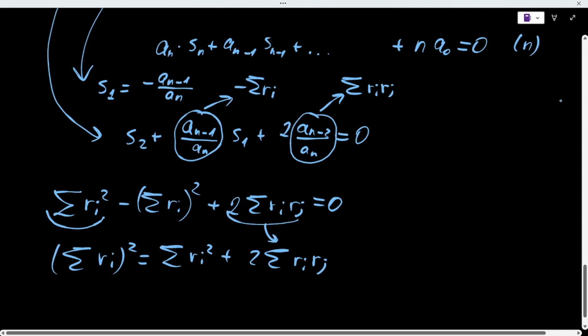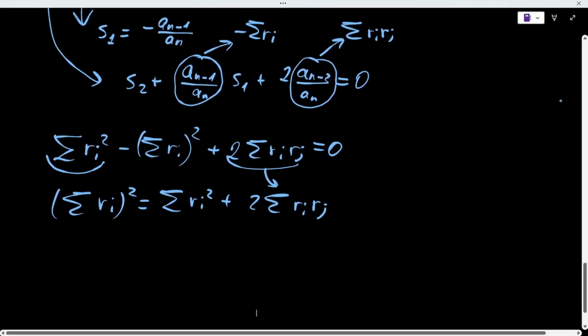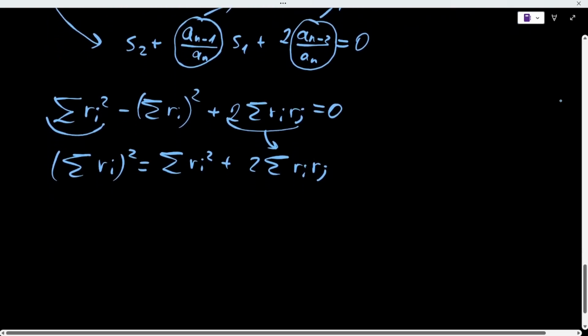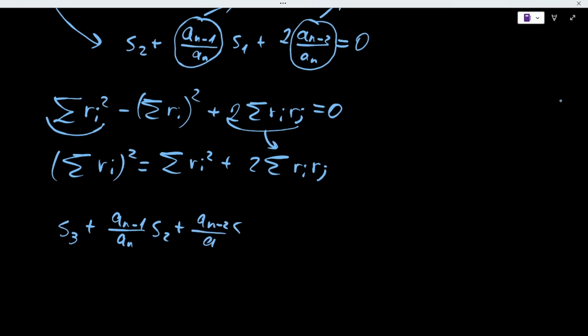Now we will prove the third level, and after this generalize. So the third level is that S3 plus An minus 1 divided by An times S2 plus An minus 2 over An times S1 plus 3 times A0, An minus 3 divided by An equals 0.